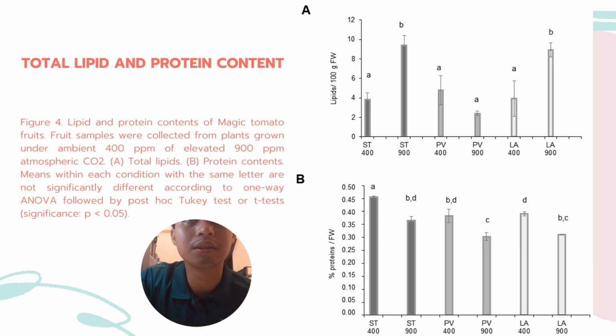As you can see here, the 900 ppm has higher lipids compared to the tomato seeds under ambient 400 ppm CO2. But for the PV, it's not the same. The PV 400 is higher compared to PV 900 ppm. I think it is because of the genetic background of Plovit tomato seeds.